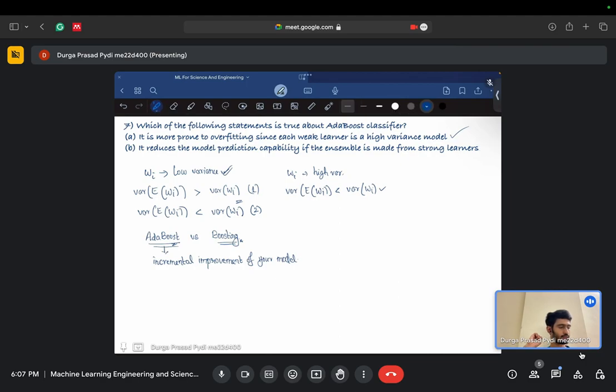So basically the second one is false. So is the idea clear, or basically the intuition is clear? We will not go into the math of it, but I think the intuition should be clear.